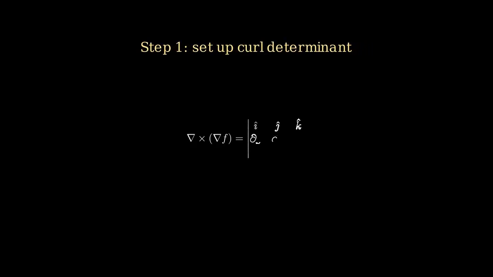Now let's finish with the formal proof behind one of the theorems we've been using, that the curl of a gradient is always 0 for any smooth scalar field f. Step 1. Set up the curl determinant using the three components of the gradient of f, namely partial f by partial x, partial f by partial y, and partial f by partial z as our p, q, and r.